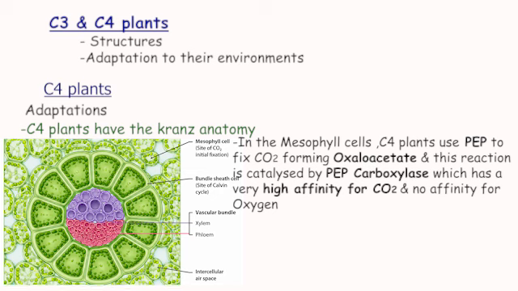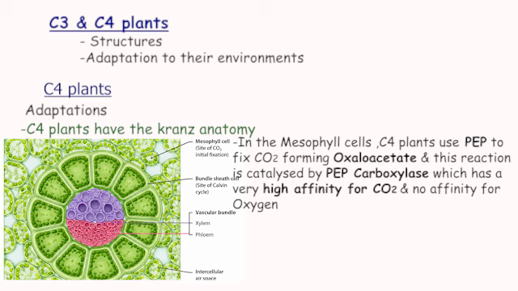Now, because PEP carboxylase has a high affinity for carbon dioxide, when oxaloacetate is converted to malate and this malate is transferred to the bundle sheath cells, the malate loses carbon dioxide to form pyruvate. The point here is that this means there will be a higher concentration of carbon dioxide released in the bundle sheath cells, and this carbon dioxide is fixed again by RuBP in the presence of Rubisco, and the Calvin cycle proceeds.